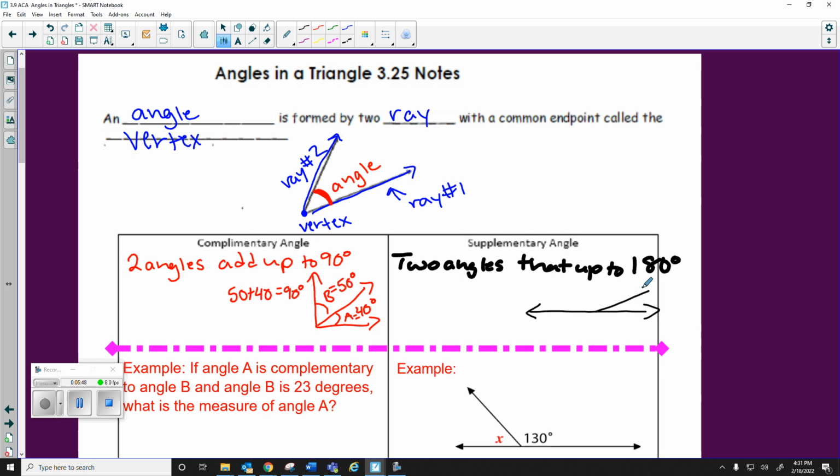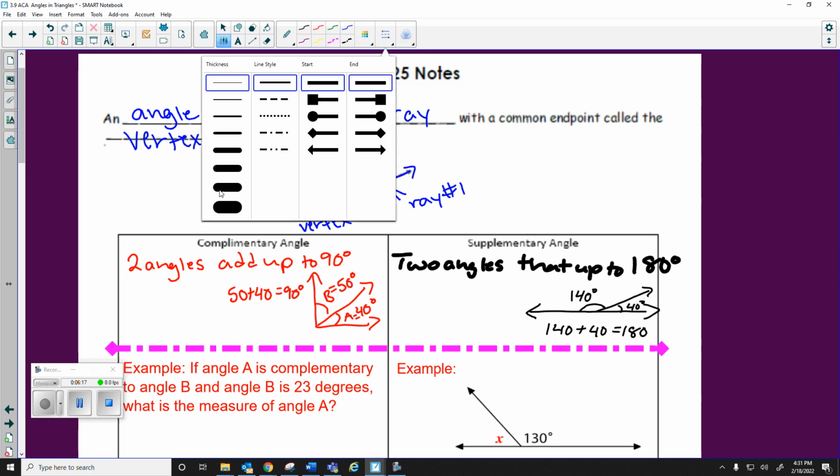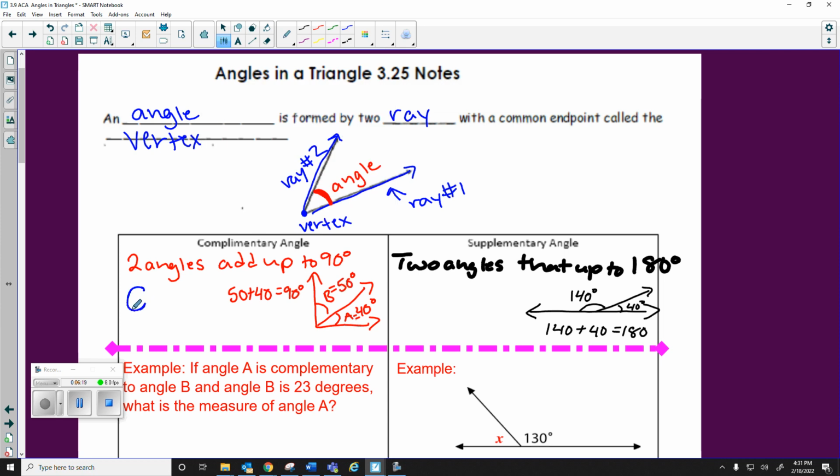So it could be two angles that look like this. It could be this really big one here and then this smaller one right here. It could be, let's say, 140 degrees and then 40 degrees. Because 140 plus 40 equals 180, we could say that those two angles are supplementary. Of course I have a cute little way to remember it, because complementary and supplementary sound similar. So complementary starts with the letter C.